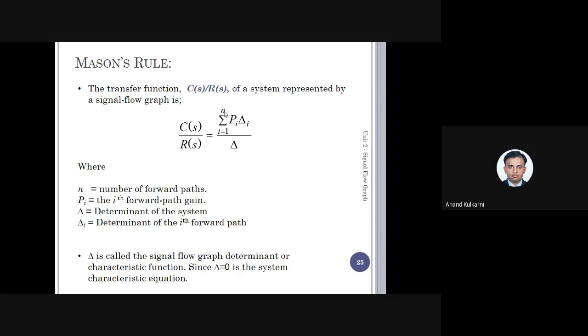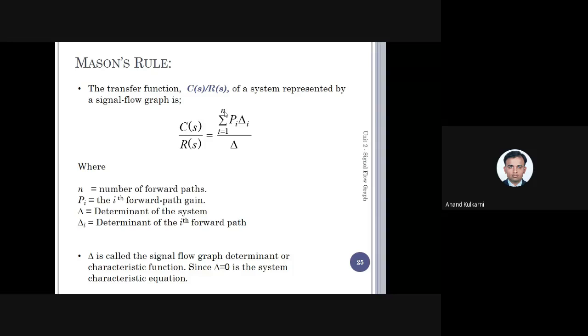Where n is the number of forward paths, and Pi is the ith forward path gain. At this moment you may not understand anything, you just copy this down. Once I start solving problems, things will be clear. At this moment, just go on noting down these formulas.